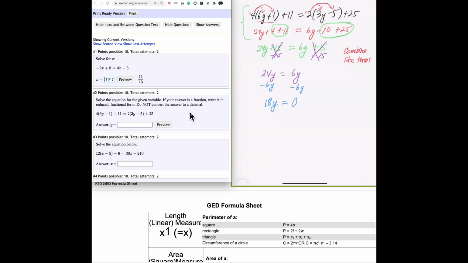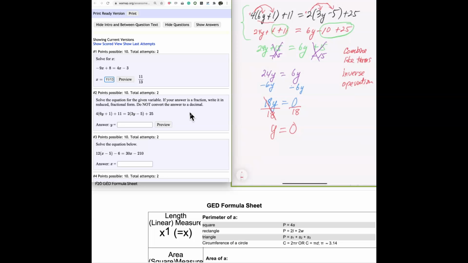sides, which is what we're supposed to do, right? We take the inverse operation. The inverse operation rule says this is multiplying by 18, so we're going to divide by 18, and we have to do that on both sides. So this becomes y, and 0 divided by 18 is 0. So y has to be equal to 0 in order for this to be equal.